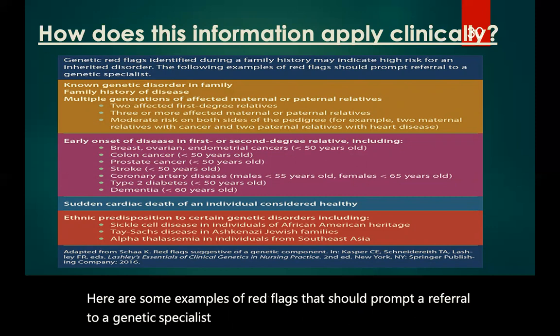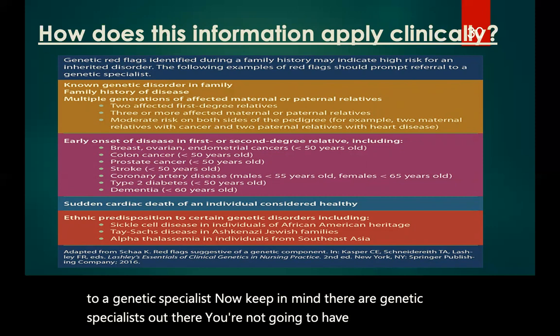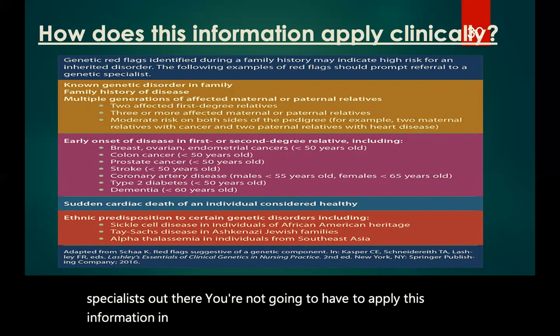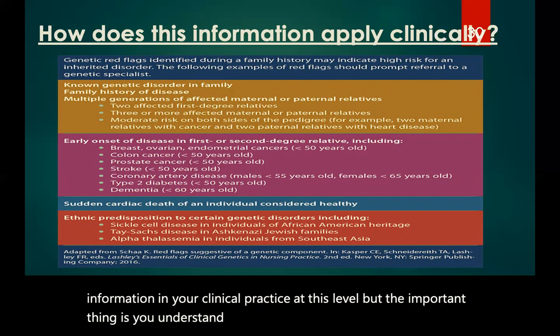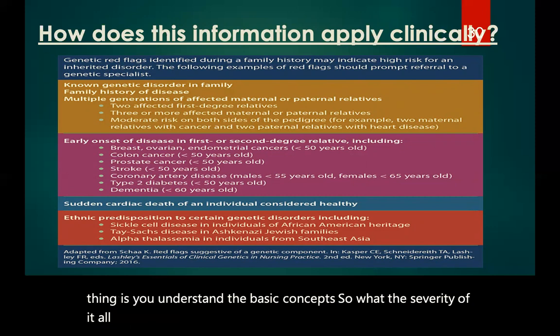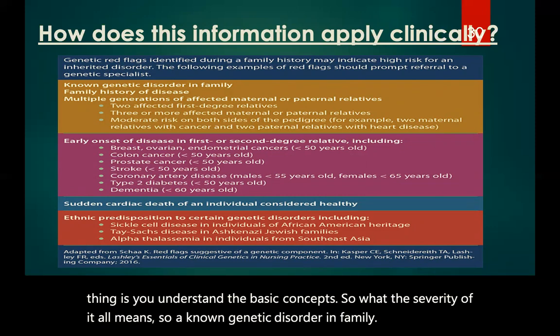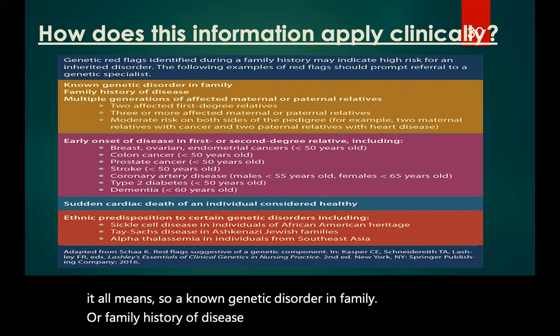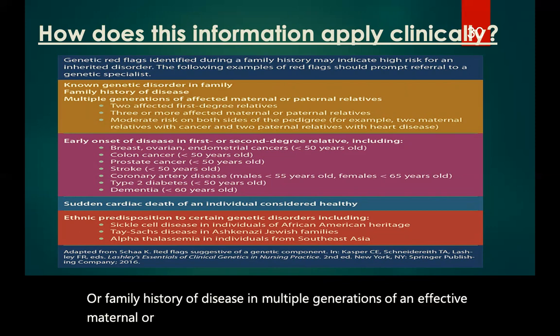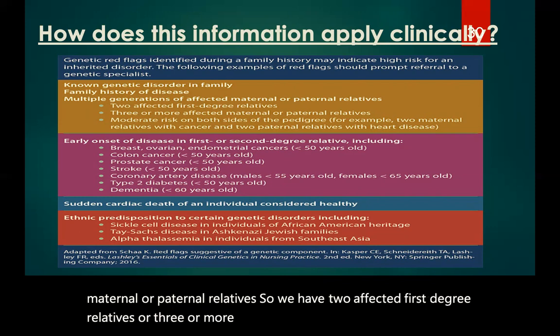Now, keep in mind, there are genetic specialists out there. You're not going to have to apply this information in your clinical practice at this level, but the important thing is you understand the basic concepts so you know what the severity of it all means. So, a known genetic disorder in the family or family history of disease in multiple generations of affected maternal or paternal relatives. So we have 2 affected first-degree relatives or 3 or more affected maternal or paternal relatives.